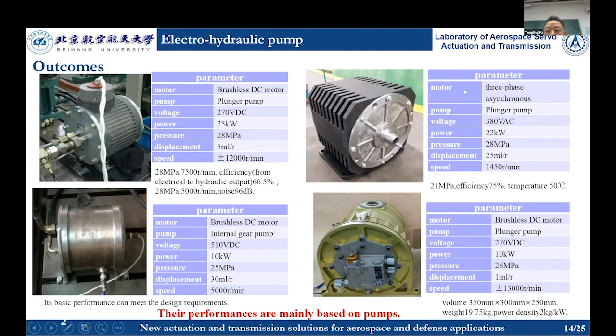And this is a 3-phase synchronous electric motor with a plunger pump. This is the test results. And this is an integrated hydraulic power source. These are the parameters.